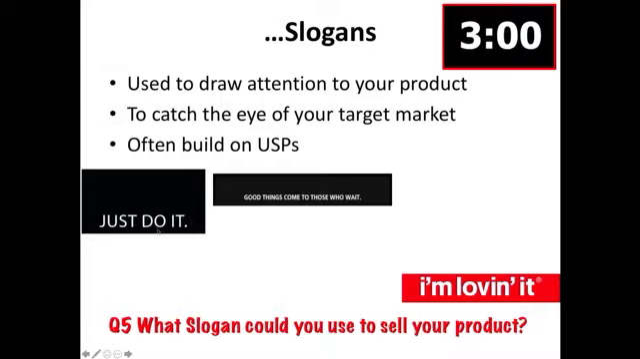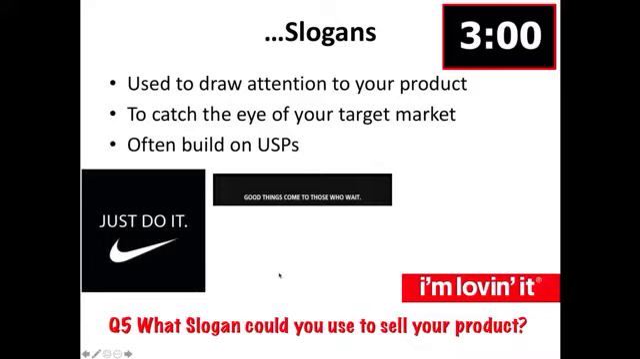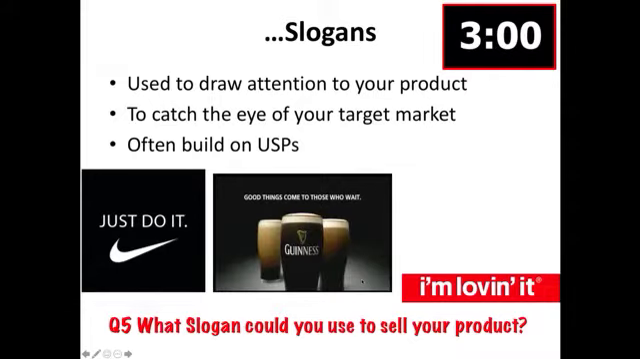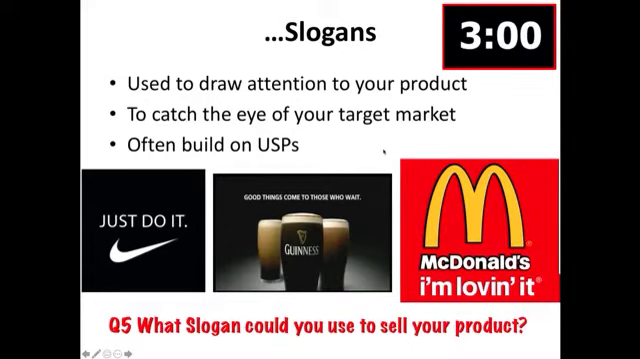So there's a couple here that you're probably familiar with. Just Do It is from Nike. Good things come to those who wait was a popular slogan done by one of my favorite drinks. That was Guinness. And of course the last one, everybody knows this one, I'm loving it, is from McDonald's. So for question number 5, can you think of a slogan that you could use to help sell your product? So this is something besides your logo. Imagine something else that could go with your logo to help promote your product, some sort of slogan that would go with your drink. Good luck.